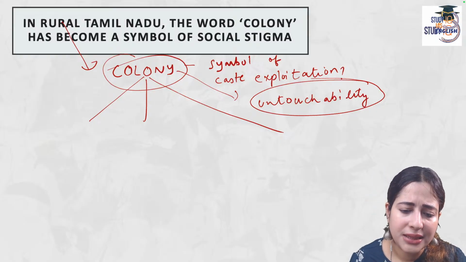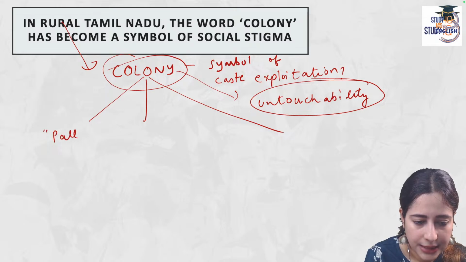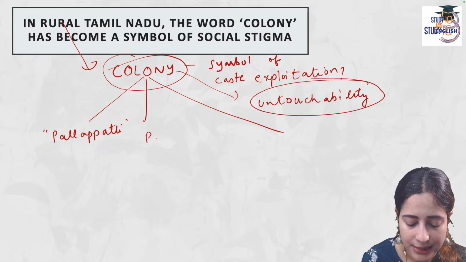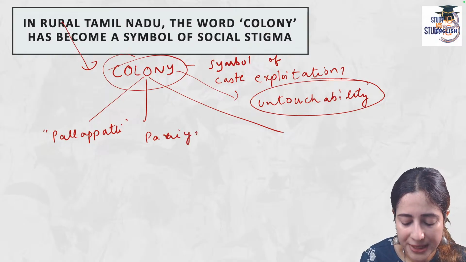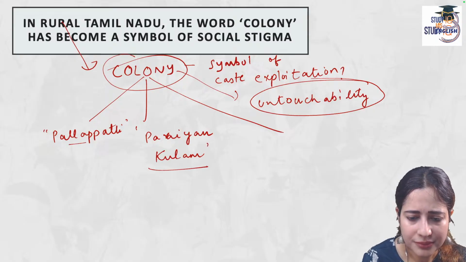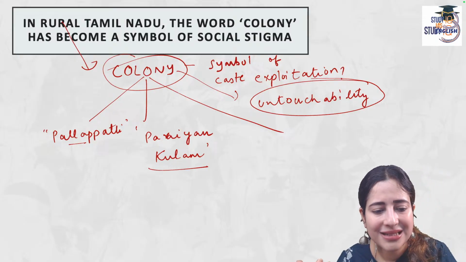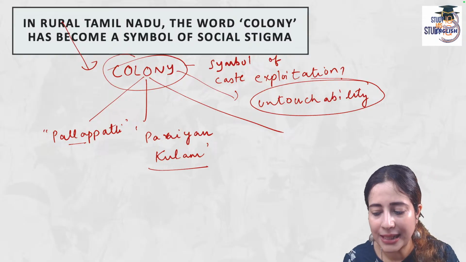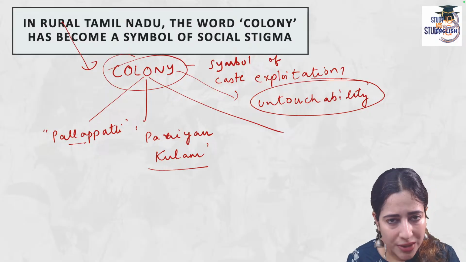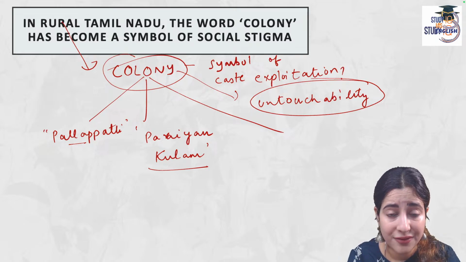Since then, in Tamil Nadu villages, there are certain words such as, the article says, Palapati. Then similarly, there are certain words like Parayan Kulam. Now, all these are words in the Tamil language. All these words have been used as words representing certain kinds of castes. Since that time in history, the upper caste societies were trying to segregate or remove the lower caste communities from their own living areas.